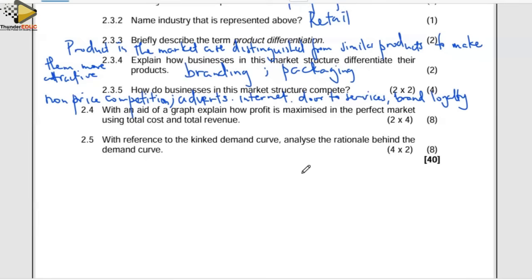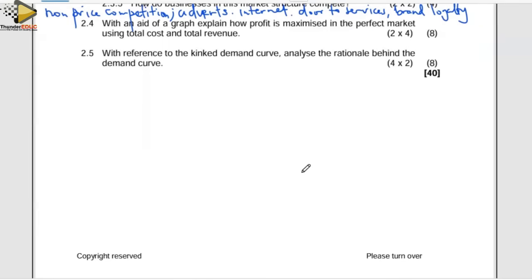Right. With the aid of a graph, explain how profit is maximized in the perfect market using total costs and total revenue. What is going to happen here? We are going to answer question 2.4. We are going to look at the graph which explains how profit is maximized under perfect market using the total costs and the total revenue.